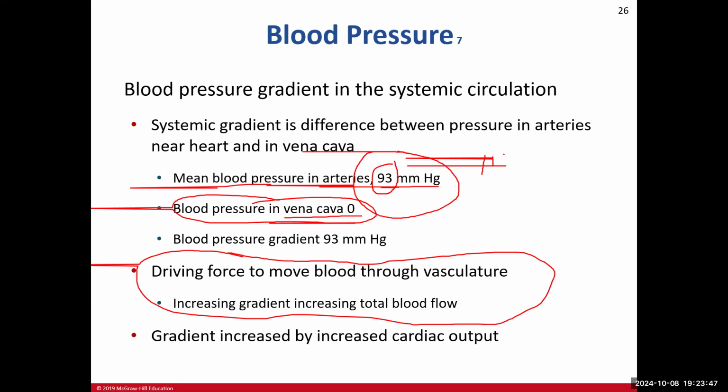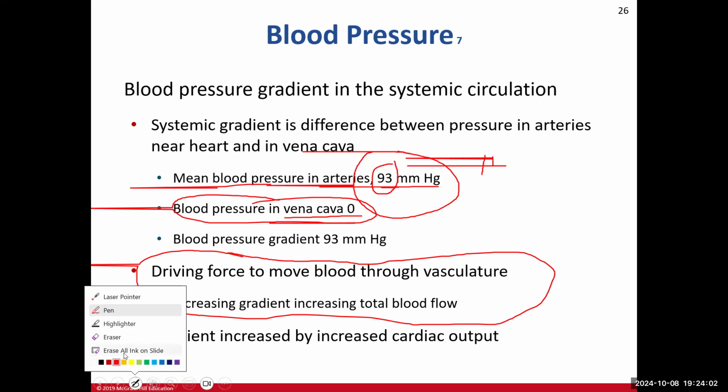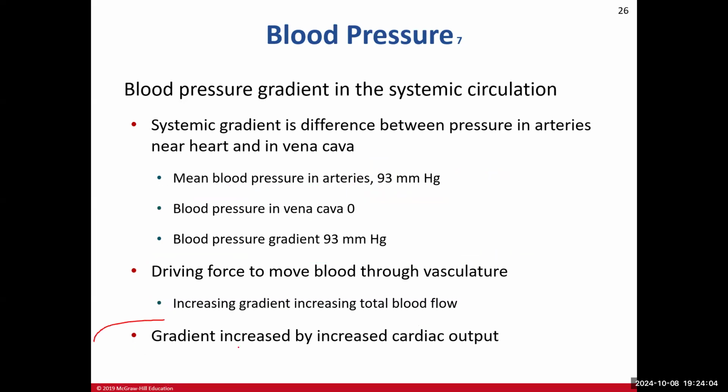So we increase the pressure gradient, right? And what did we say about gradients? The steeper the gradient, the more movement, the more flow we're going to see. So keep that in mind. That brings me to that last point down here: gradient increased by increased cardiac output. If it works for you to memorize it, just memorize it.